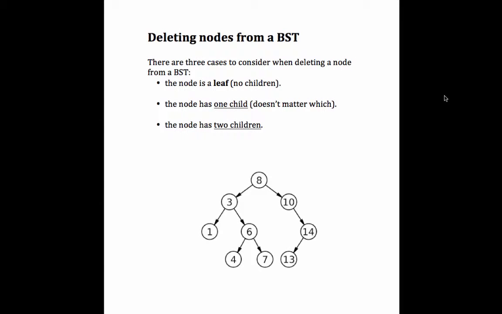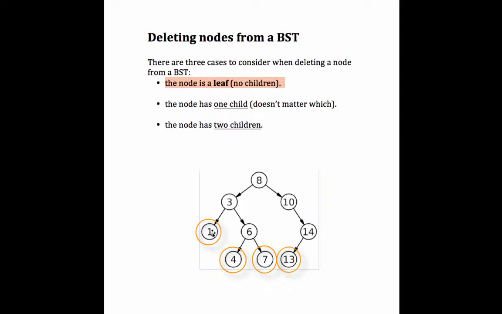In this video, we're going to talk about removing nodes from a binary search tree. So down here, you have a typical picture of a binary search tree. And there are three cases to consider when we talk about removal of nodes. The first case, and the most basic case, is to remove a node which is a leaf. Remember, a leaf is a node that has no children.